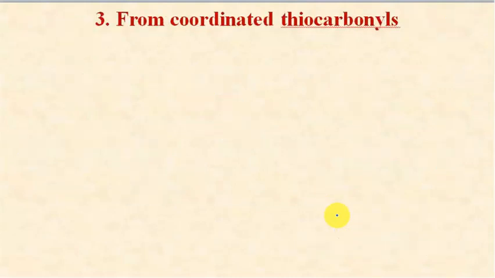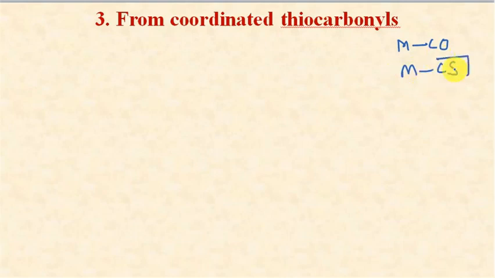The third method is from coordinated thiocarbonyls. Now what are thiocarbonyls? We know that carbonyls are those compounds which have a metal carbon bond, and this carbon atom is of the CO group, carbon monoxide, the carbonyl substituent. But if this oxygen is substituted with sulfur, then we have this substituent as thiocarbonyl. So from these thiocarbonyls we can prepare some metal carbene complexes, particularly the Fischer carbenes.